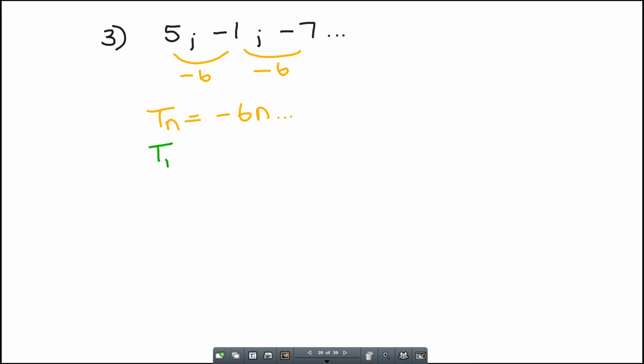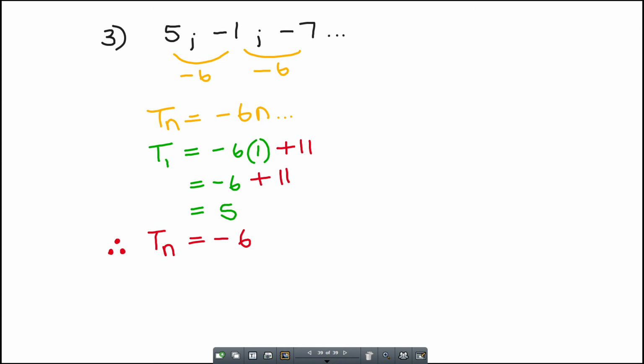Term 1 would therefore be minus 6 times 1, and that gives me minus 6. But what is term 1 actually? It's 5. So what did I have to do? It was minus 6. So I had to add 11 to get a positive 5. Right, so the nth term or the general term, term n, would then be minus 6n plus 11.